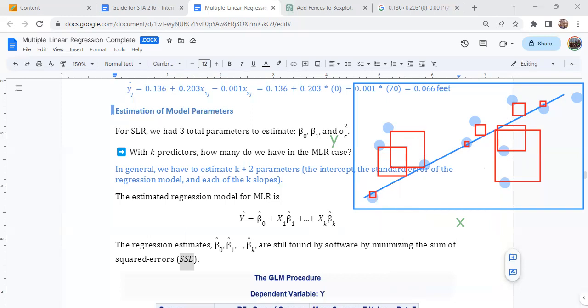Any questions about that? I'm not going to quiz or test on that, but I think it's helpful to think about graphically how this line of best fit is found.